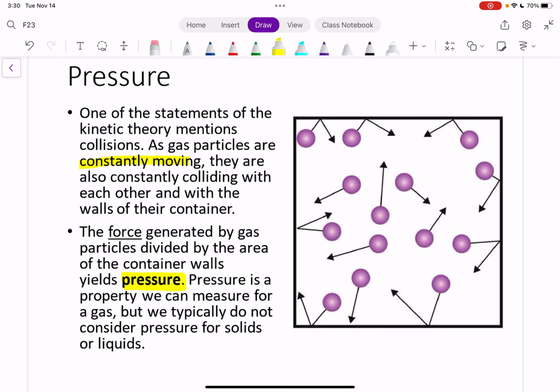You'll sometimes see people talking about a high pressure day or a low pressure day. And what they're talking about is the atmospheric pressure, right? And those are gases that are pushing down on us from our atmosphere.